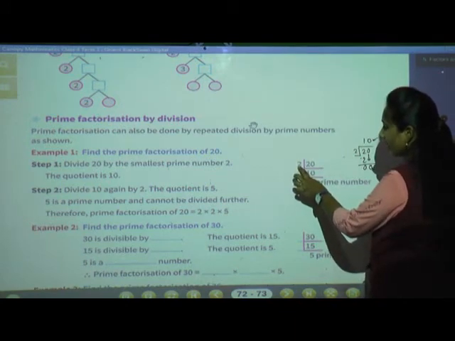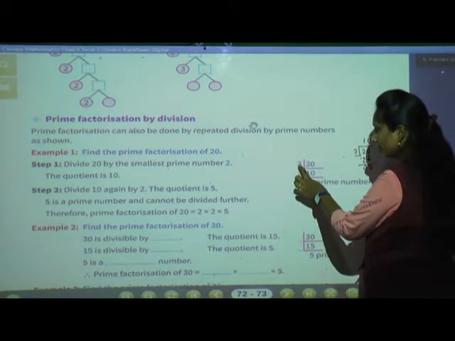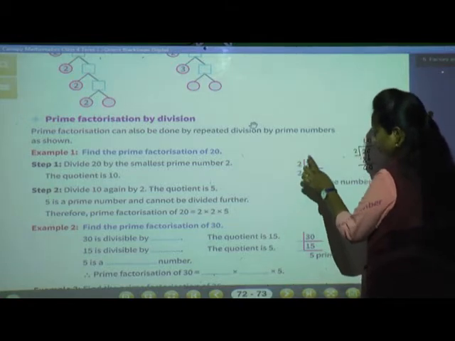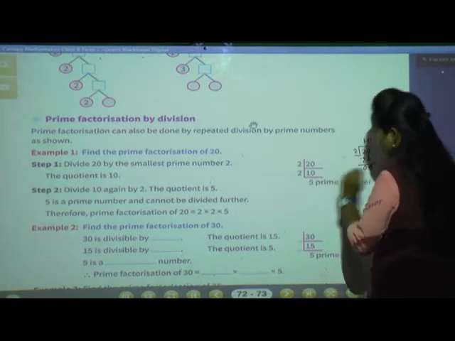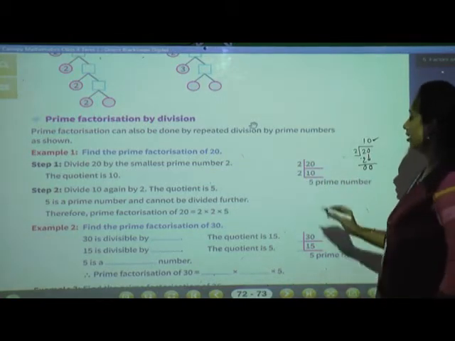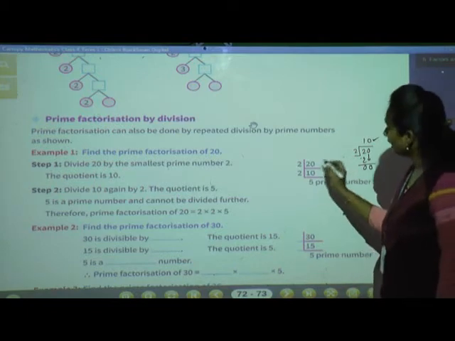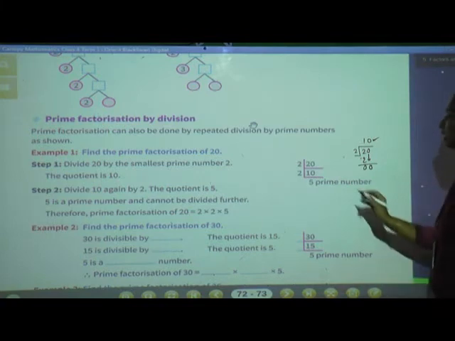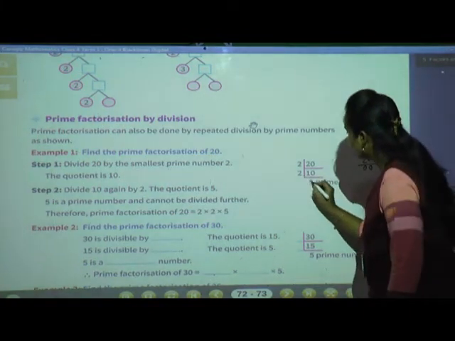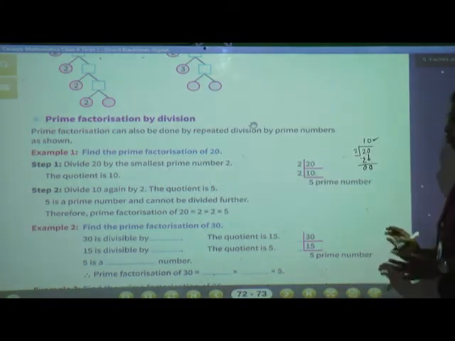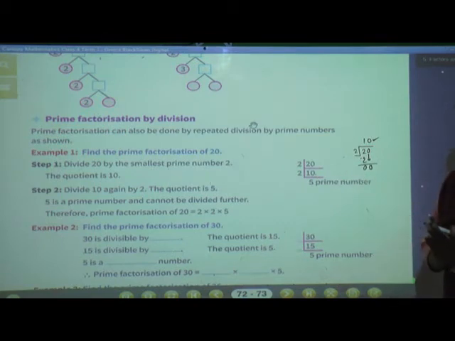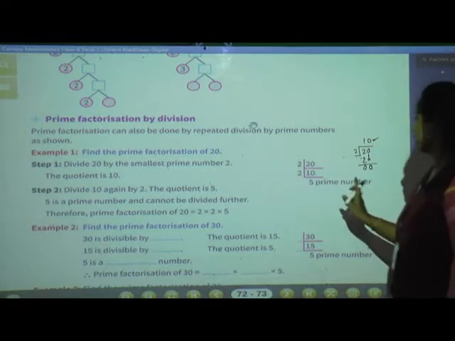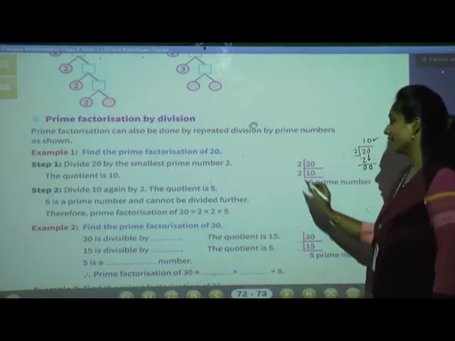So why have we written this 2 here, the prime number? Because we are dividing 20 by 2. This is the quotient we got. Now the next step: again divide 10 by 2 only. So we get the quotient 5, since 2 5s are 10. Now 5 is a prime number, isn't it? Now we cannot divide further. Therefore, what is the prime factorization?